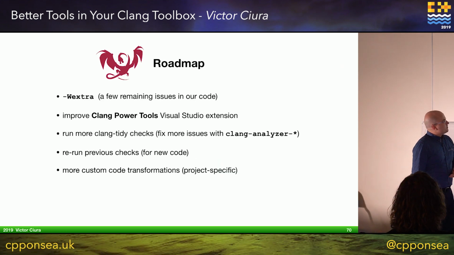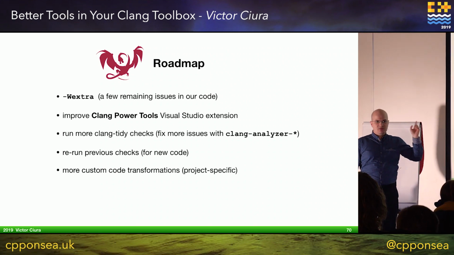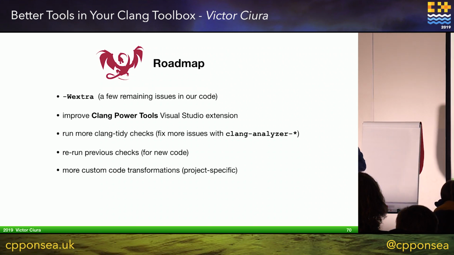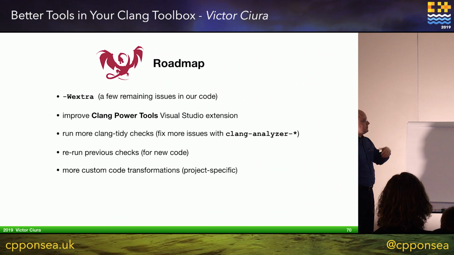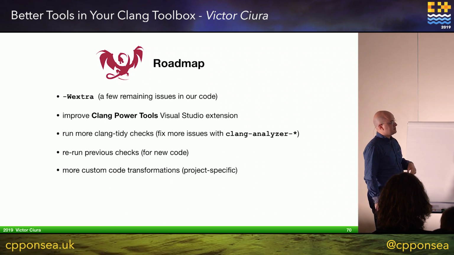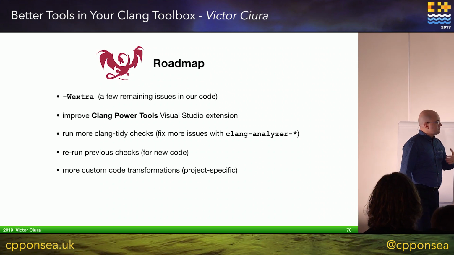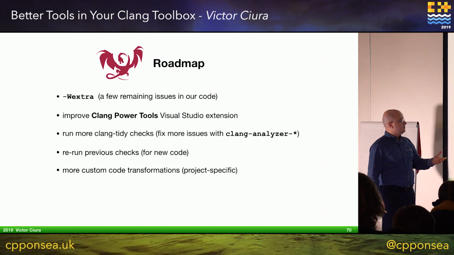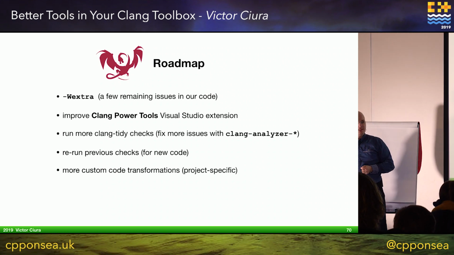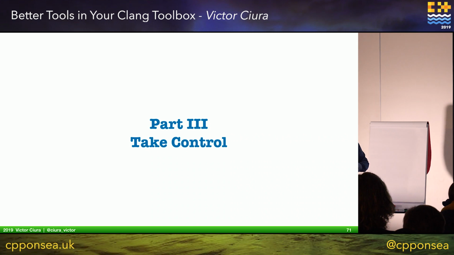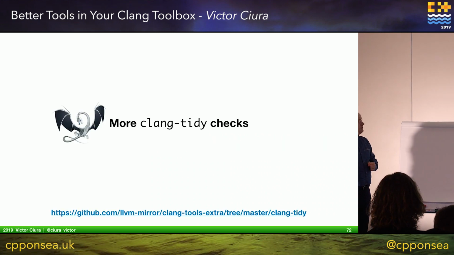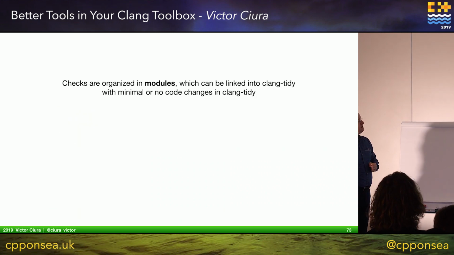On the roadmap, we're working towards -Wextra. Right now we're on -Wall, but we're working on -Wextra, and we're working on improving the extension and the analyzers, and running them and fixing issues and adding more code-specific transformations, of course. And about taking control, more Clang-tidy checks.